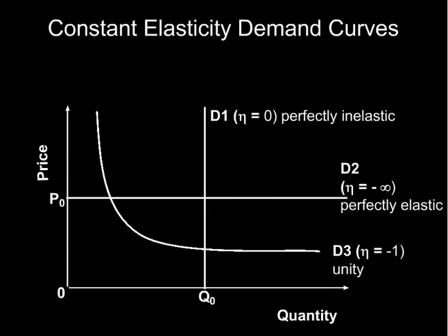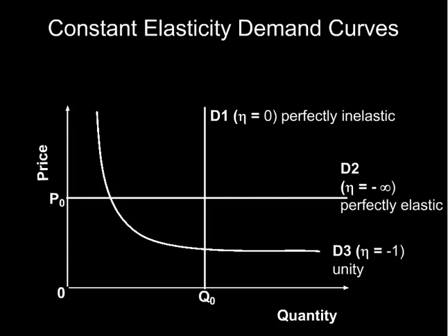Here are just a few other demand curves, just to make our point. We've already mentioned when elasticity is equal to minus 1. I've used the Greek symbol eta here, it looks like an n, but it's eta for elasticity, which you might see in some textbooks. And so demand curve 3 is a unity elastic demand curve, where elasticity is equal to minus 1.